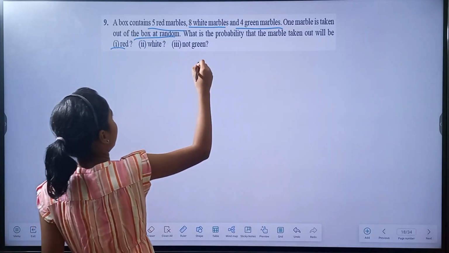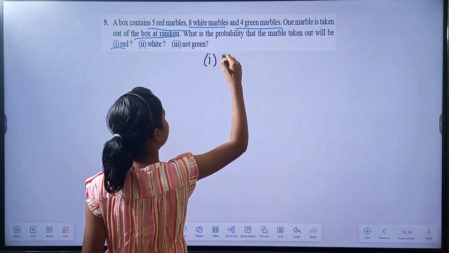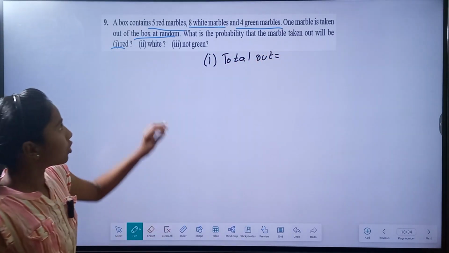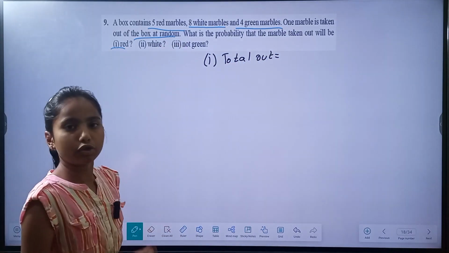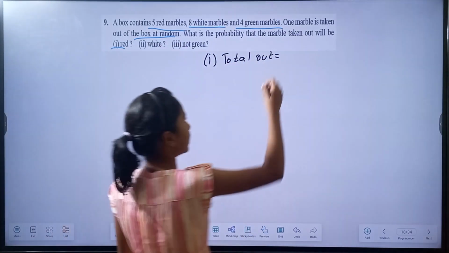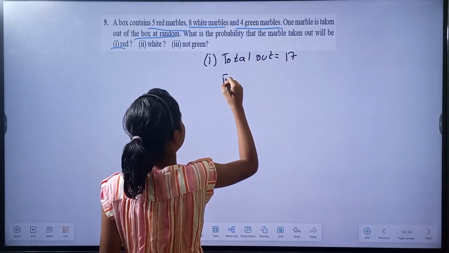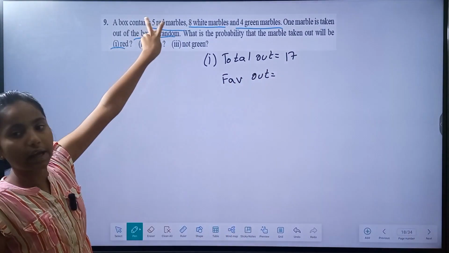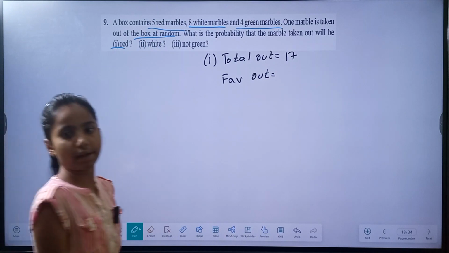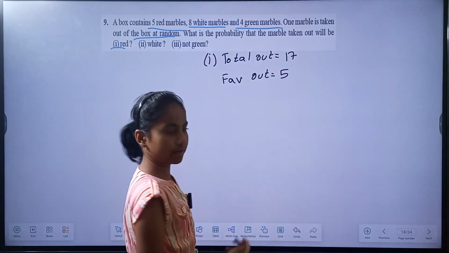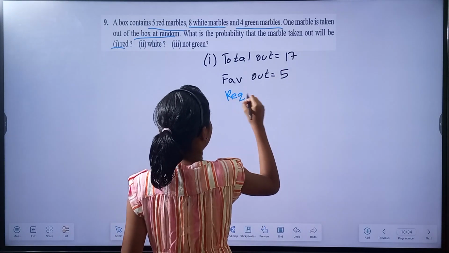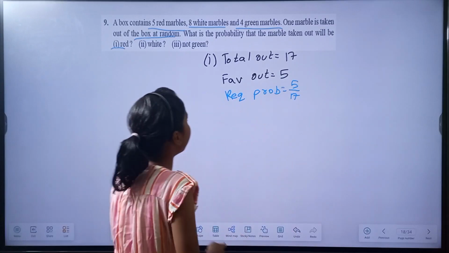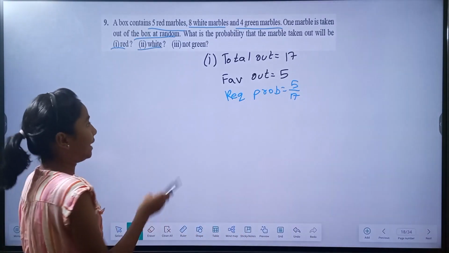So let us write the total outcomes. We have total 17 marbles, so to take out one marble at random is 17 ways. Favorable outcomes: to take out a red marble, we have 5 red marbles. To take out one marble at random, 5 ways. So favorable outcomes, 5 ways. And the required probability equal to 5 by 17.